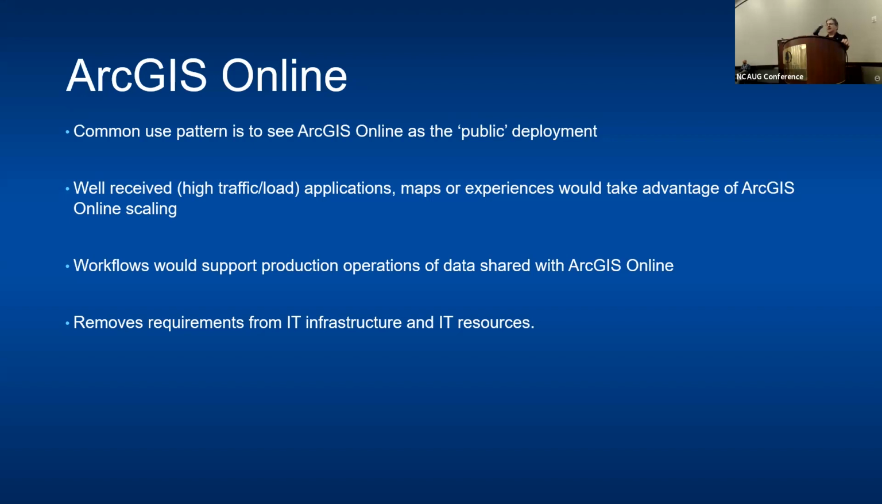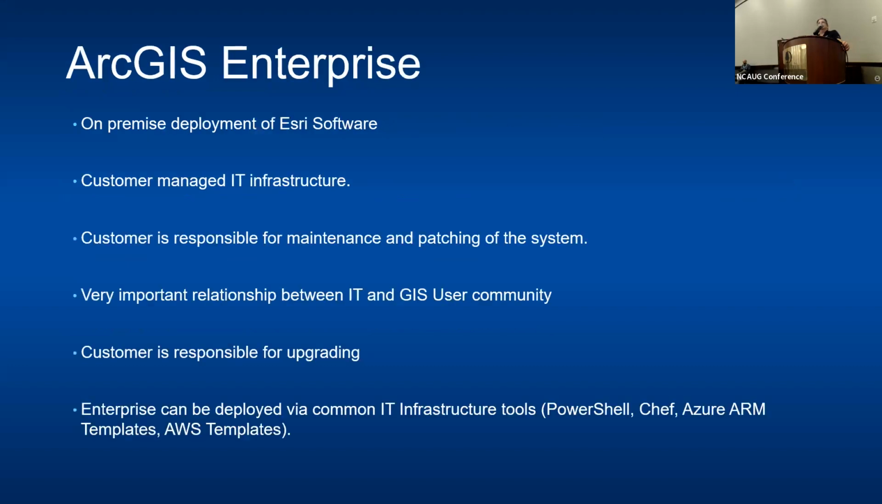So your internal users have Enterprise to be able to do stuff, but the public can look at the ArcGIS Online. And sometimes these very high traffic, well-received applications, they can take advantage of the scaling of ArcGIS Online. It's harder to scale Enterprise on the fly, but ArcGIS Online can handle that. And your workflows can support both the public and private operations because of the fact that you can go back and forth between Enterprise and ArcGIS Online. And then your IT folks usually are happier because then there's less work for them.